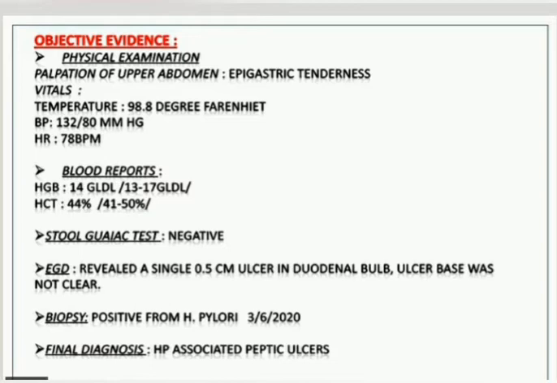Now next is the objective evidence. That means by using certain instruments or laboratory testing, we find what is the matter. First is physical examination. In this, on palpation of the upper abdomen, epigastric tenderness was seen in the patient.